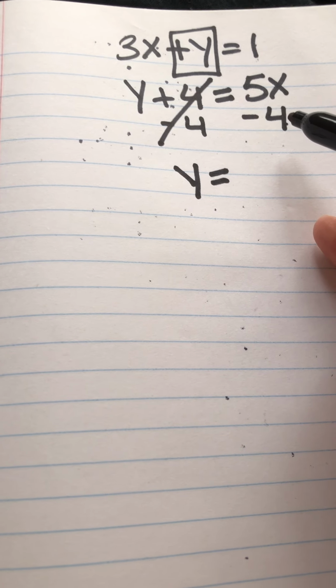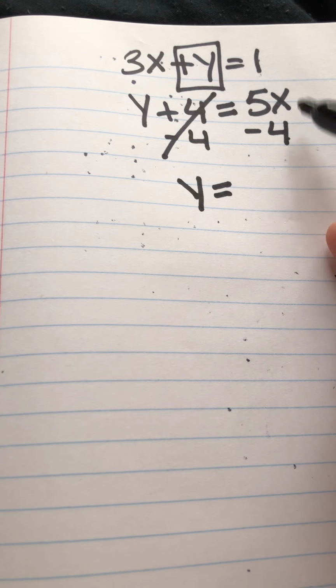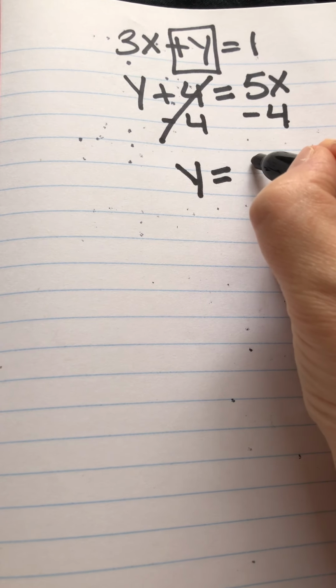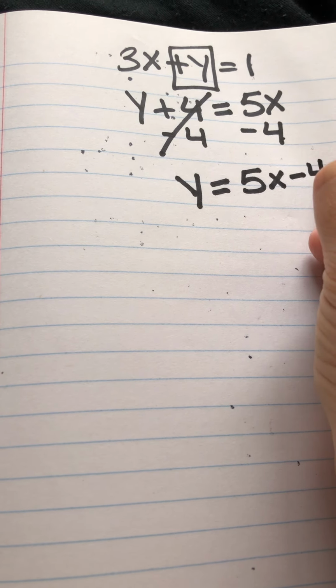Now, can I subtract 4 from 5x? No, I cannot. Why not? Well, the 5x has an x on it and the 4 doesn't. They're not like terms. So my only option is just to rewrite it as 5x minus 4 and drop it down.